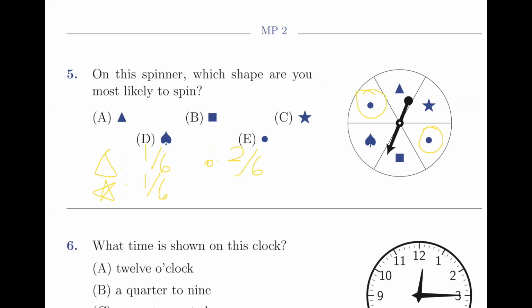A square, that's also 1 part out of 6. And then the spades. I'm not really good at drawing this. And that's also 1 out of 6. So which one has the most parts? Of course, it's the circle. So our answer will be E.